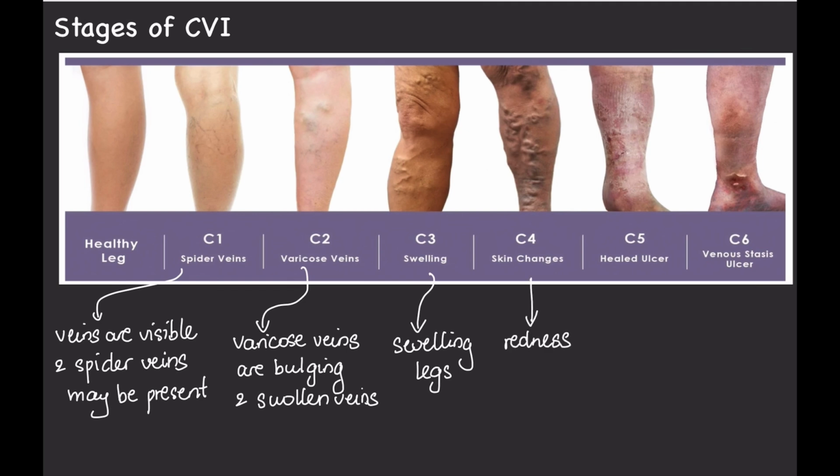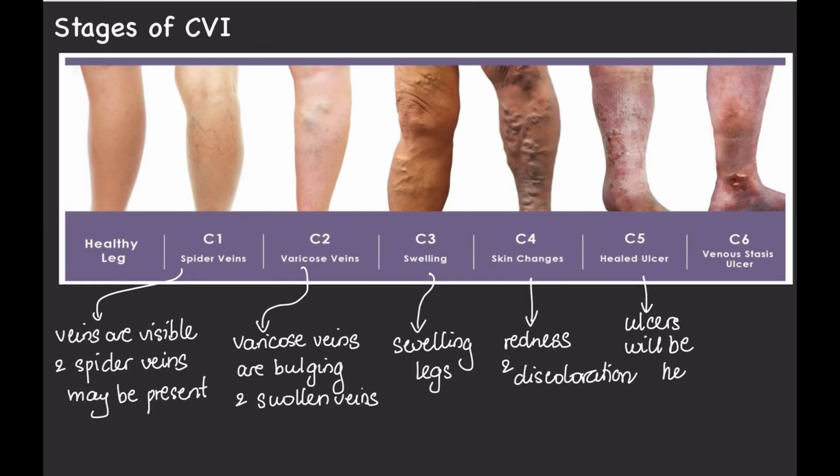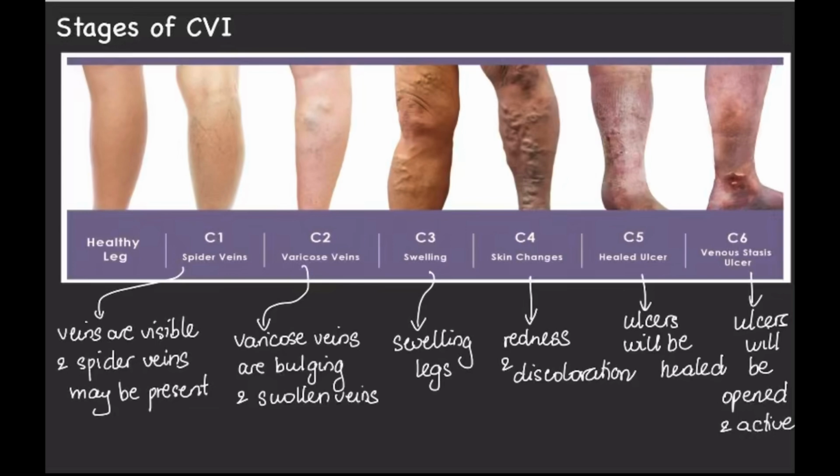Next, in stage 4, you'll begin to see redness and discoloration of the skin. The texture of the skin may also change, and itchiness, flakiness, and eczema may result. In stage 5, you'll begin to see ulcers, which are open wounds in the skin. In stage 5, the ulcers will be healed, whereas in stage 6, they will be open and active. The ulcers formed in stage 6 are commonly known as venous stasis ulcers.